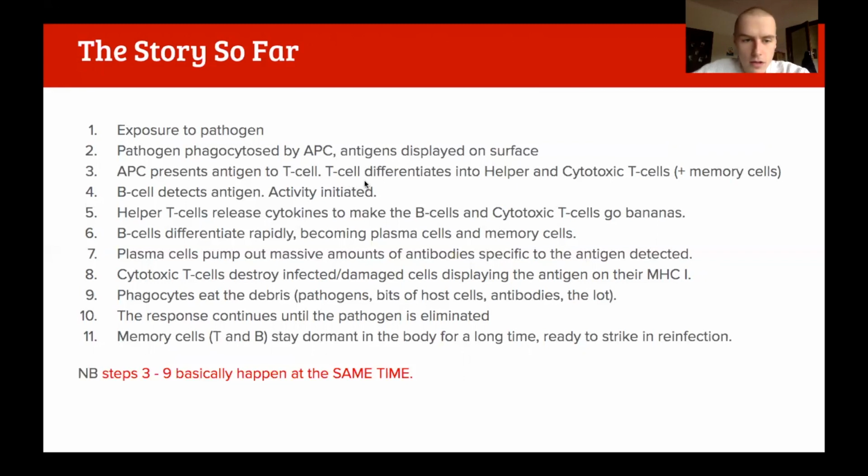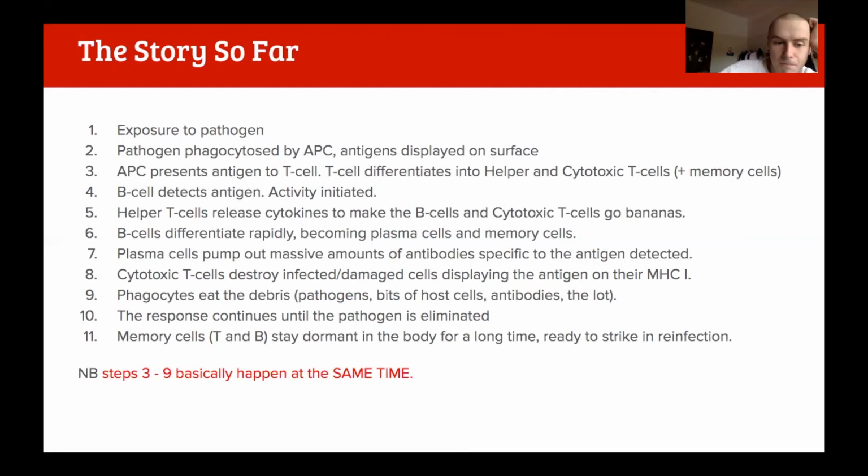Then your antigen-presenting cell meets a T cell. This T cell, if it's specific to the antigen, will differentiate into helper and cytotoxic T cells as well as memory cells. Then your B cell will also detect the antigen and its activity will be initiated, but remember there's two steps to this. So our helper T cells come along and release a whole bunch of cytokines to make our B cells start to go bananas.